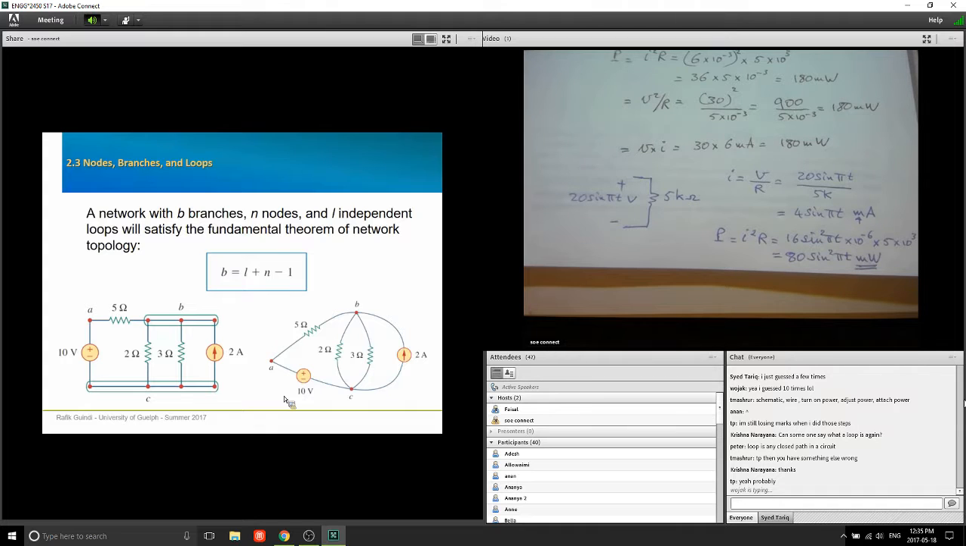Yeah, so you do have 6, but they're not 6 independent loops. If you can make a loop out of other loops that you have already counted, then it's not independent. The outer loop is not independent because we've already counted the 3 inner ones. So the big one is made of those 3, so it's not independent of those 3. The theorem here is talking about independent loops.